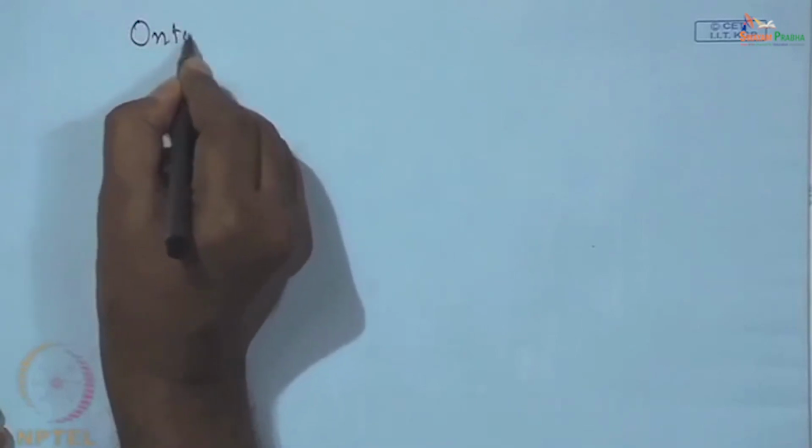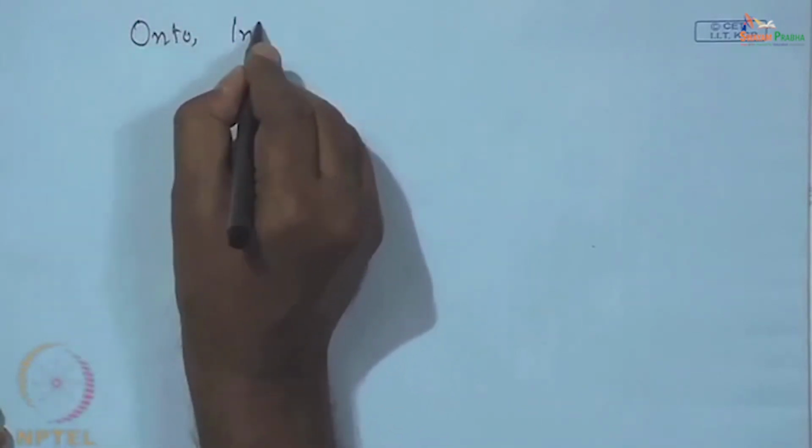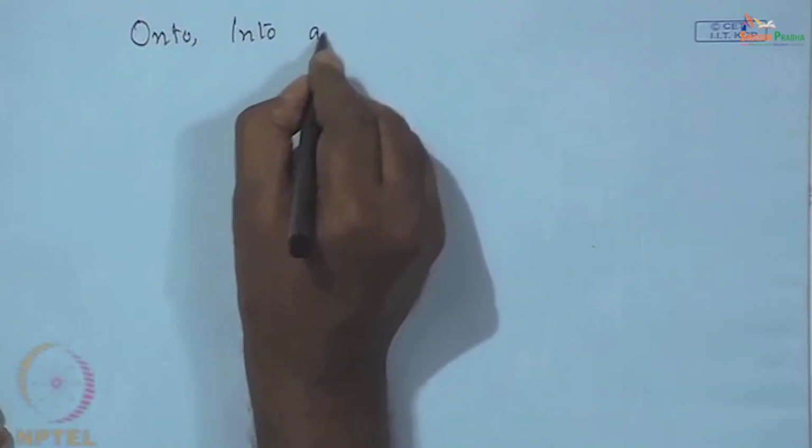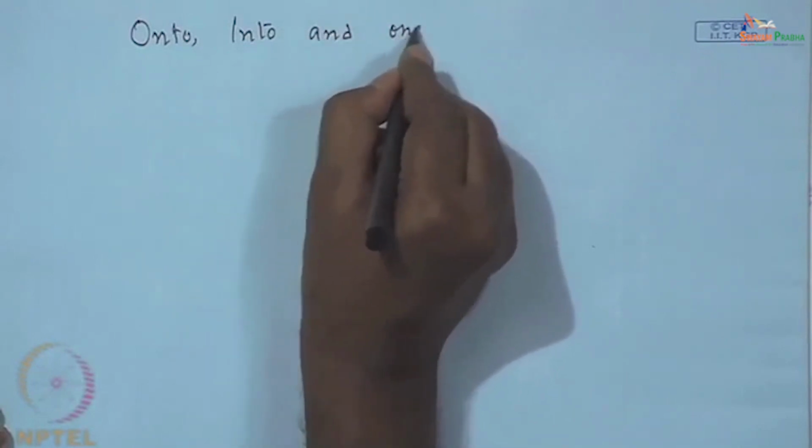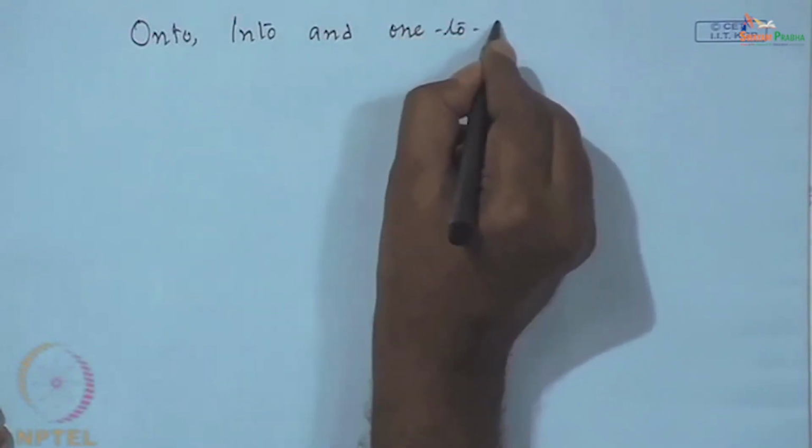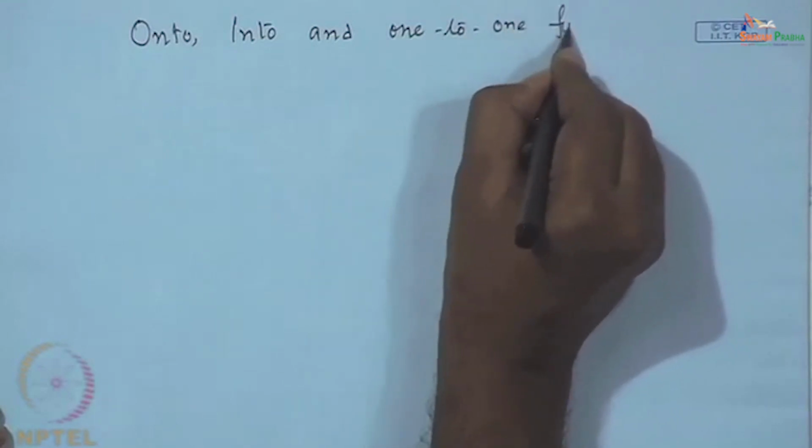Next, we will look into another topic, the next topic that will be quite important, and again we will just go through the introductory stuff, that is the definition of onto, into and one-to-one function, and they will be quite critical in various chemical engineering applications. Now, onto, into and one-to-one function.